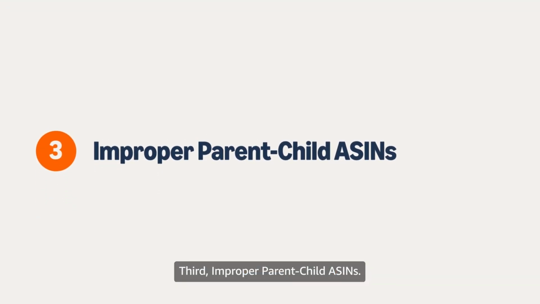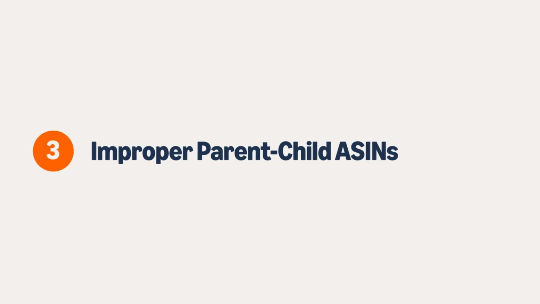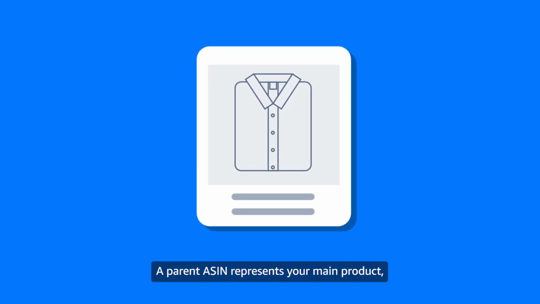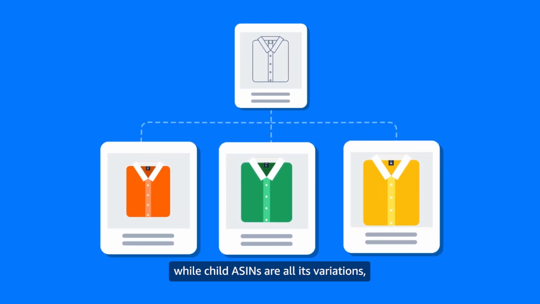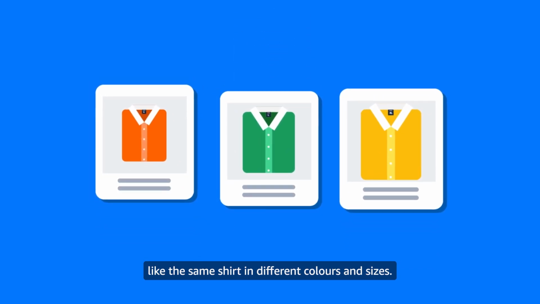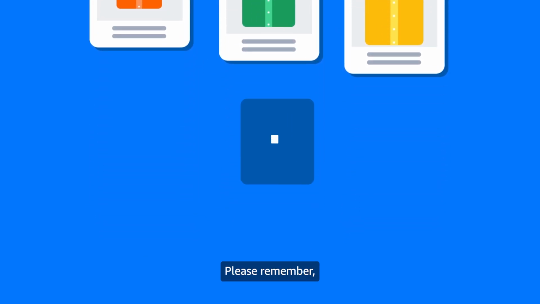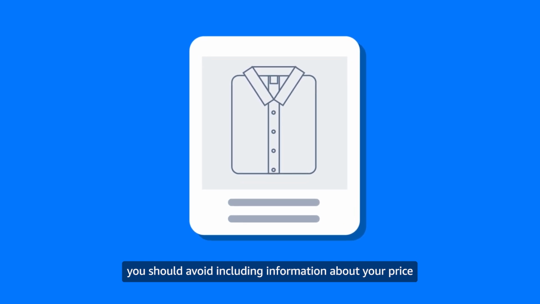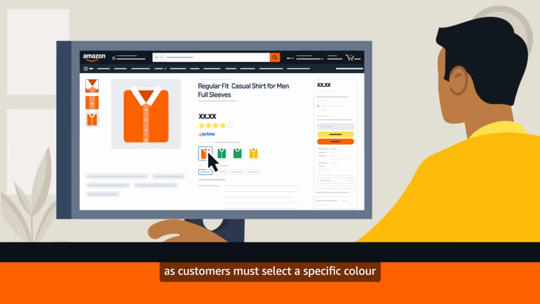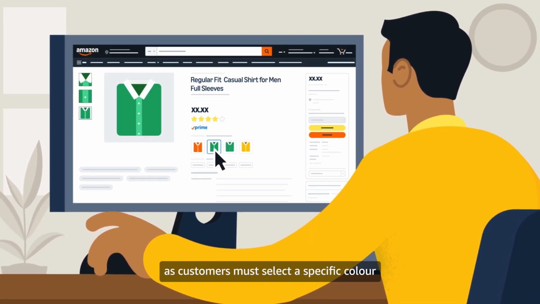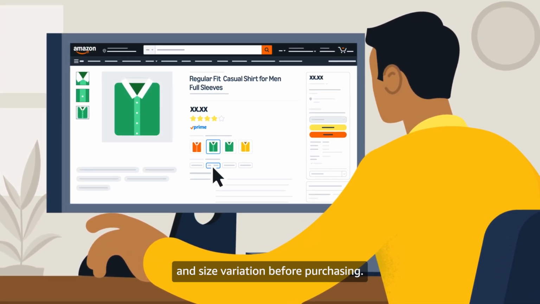Third, improper parent-child ASINs. A parent ASIN represents your main product, like a shirt, while child ASINs are all its variations, like the same shirt in different colors and sizes. Please remember, you should avoid including information about your price and quantity in your parent ASIN, as customers must select a specific color and size variation before purchasing.